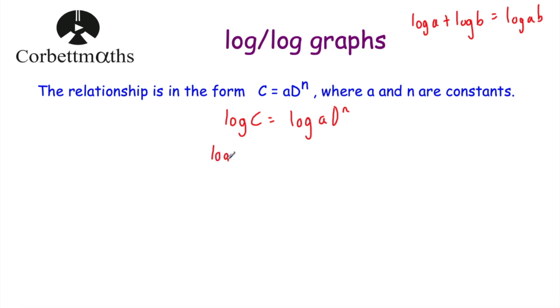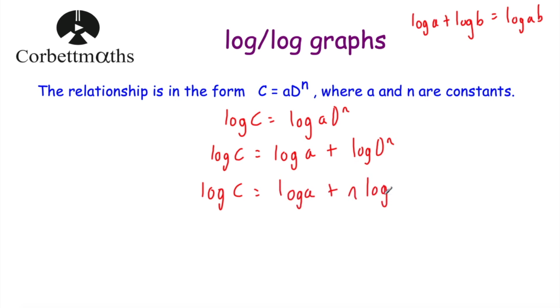So we'd have log C on the left hand side still, and on the right hand side we've got A times D to the power of n. If we split that up, we'd have log A plus log D to the power of n, just splitting up that right hand side. Now we've got log D to the power of n. Think back to our third law of logarithms: if you've got a power, you can bring it down. So we'd have log C is equal to log A plus, bringing the power down, n times log D. And then finally, I'm going to swap these around. So I'm going to write log C is equal to n log D plus log A.